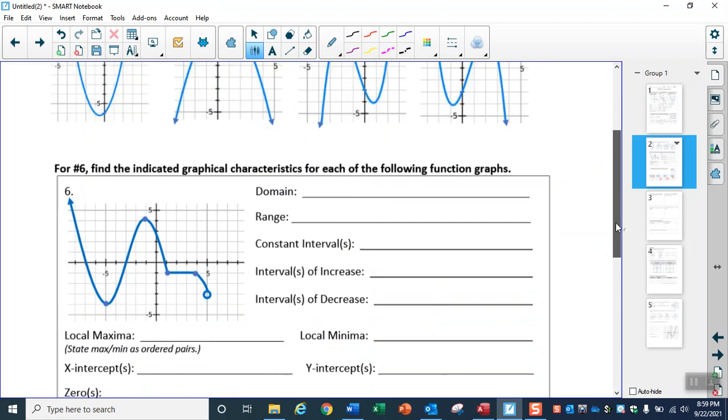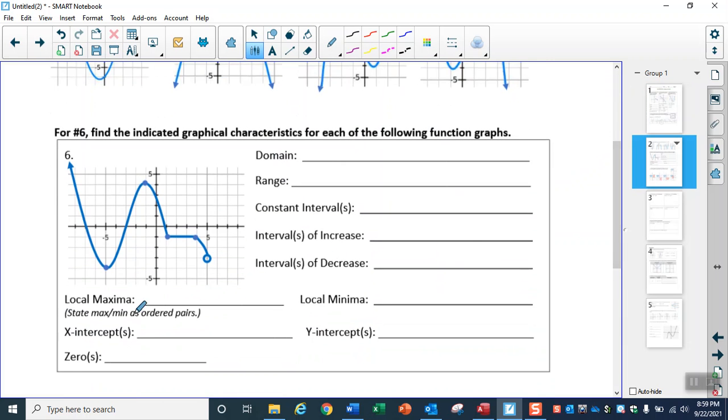All right, number 6. Okay, so local maxima. All right, so a max is the highest point. And it says state as ordered pairs. So that would be, let's see, -1, and then up 1, 2, 3, 4, right? -1 and up 4. So -1 and 4. That's going to be my local maximum.